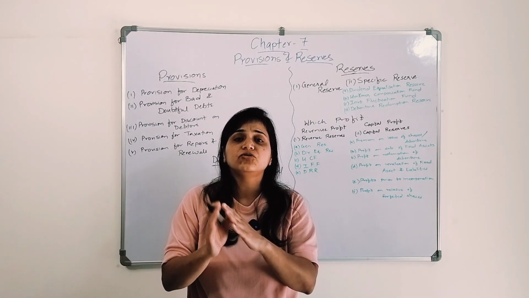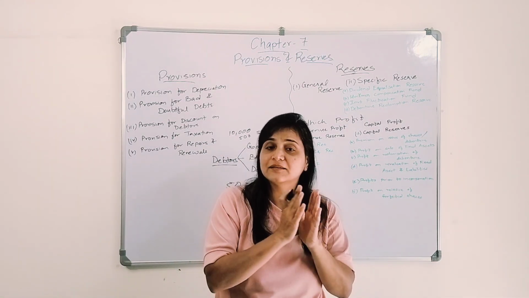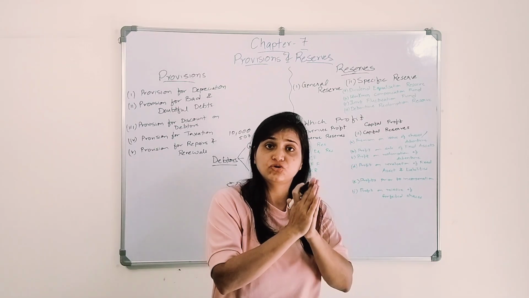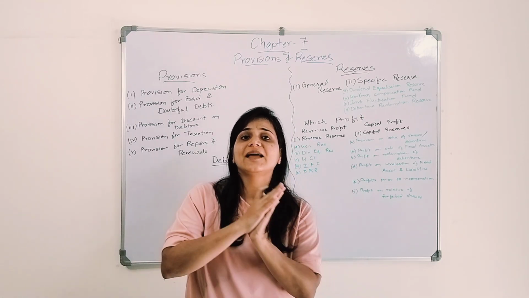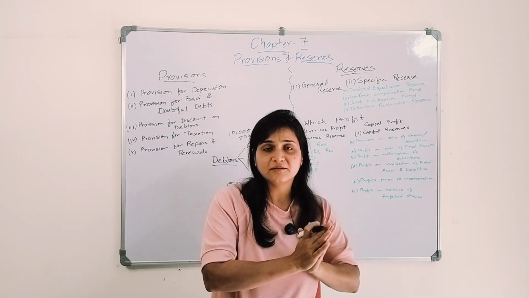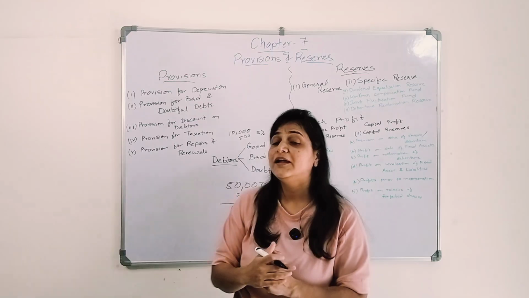So what you need to do, you need to create a provision for that. There is a liability that you have to pay the taxes to the government, but still that has not become due. But it is the current year's expense, you have to provide for taxation. So that is provision for taxation.